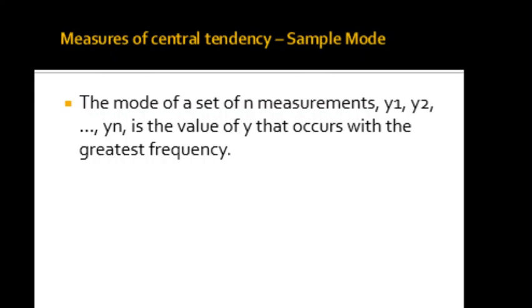Then the third measure is the sample mode, which is the most frequent observation in the data set, the observation which has the highest frequency. A data set can have more than one mode. It basically tells us which observations are occurring the most.